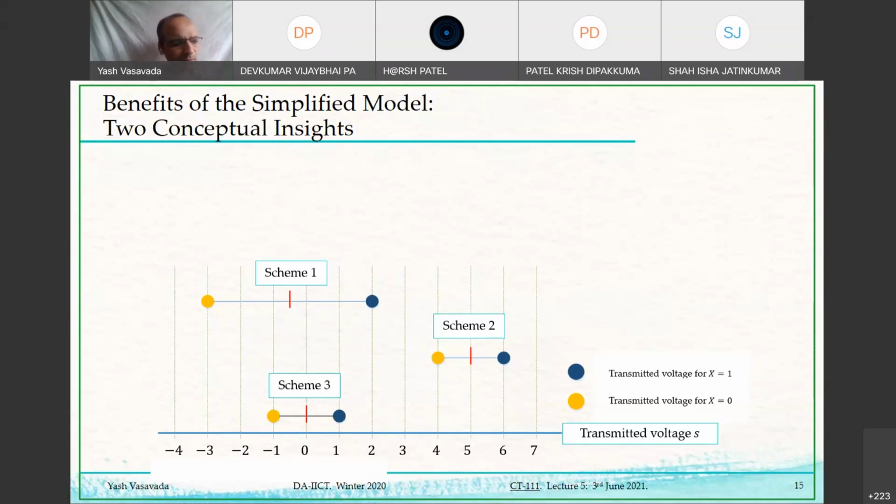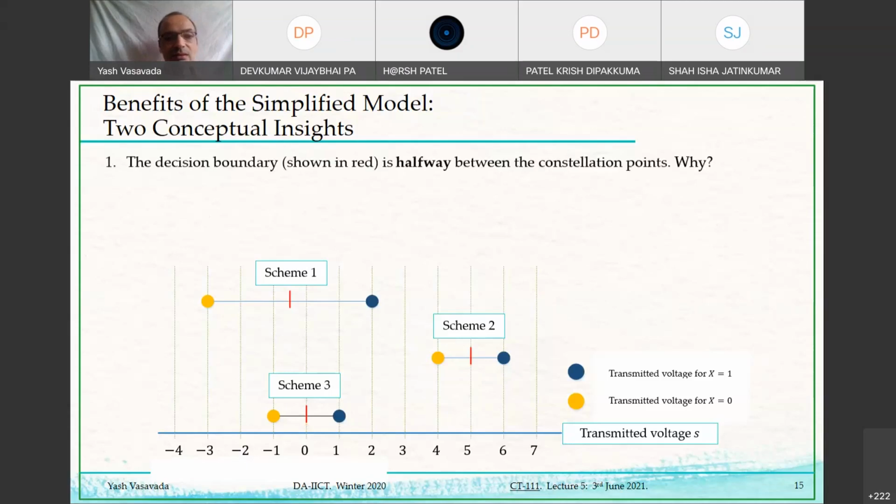Now, the principle of minimization of Euclidean distance is a very general principle. It holds no matter what your scheme is. And so regardless of the schemes, whichever constellation diagram is given to you, without doing any Bayesian mathematics, you can right away say that at the receiver, my decision boundaries are going to be halfway between the 2 points, as I have shown here. Why is this the case?